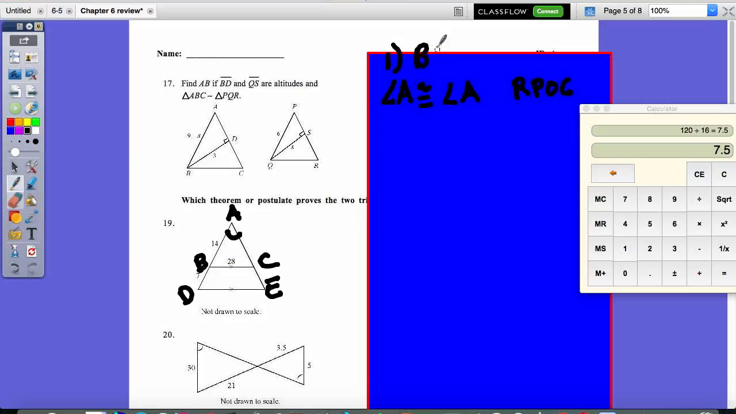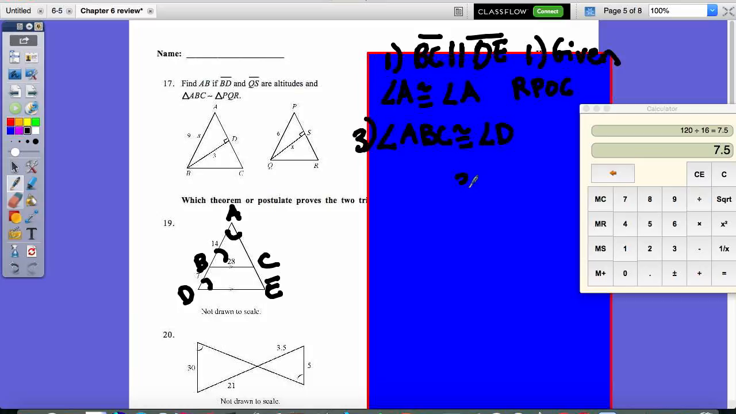So I labeled this line segment BC. I labeled this other one segment DE. And they're parallel to each other, and that's given. So now I can say that angle ABC is congruent to angle D by corresponding angles.